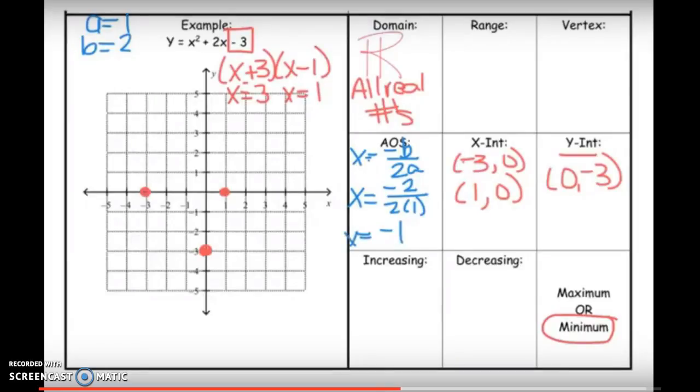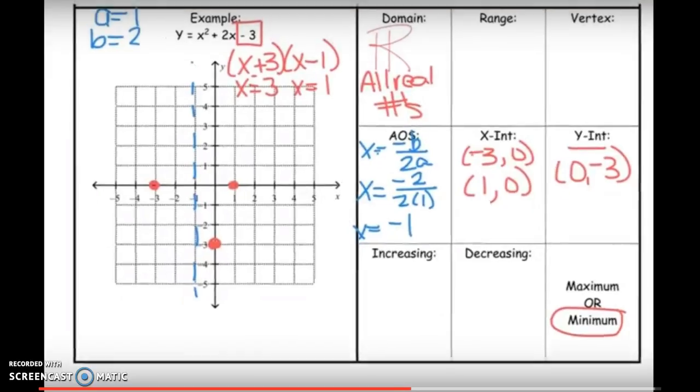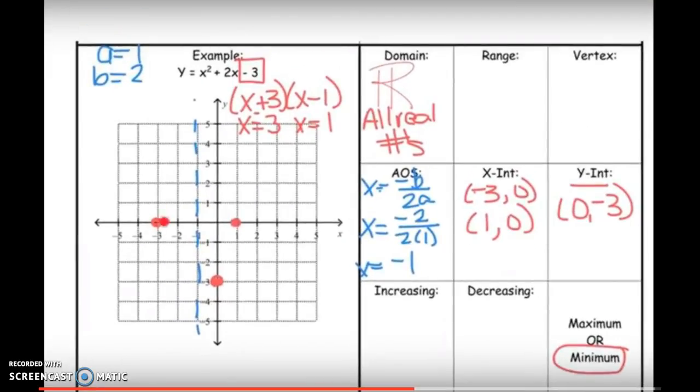So our axis of symmetry is going to be in here, which is the halfway point between negative 3 and positive 1. So we can use that axis of symmetry for the x value of our vertex. So the x value of our vertex is negative 1.